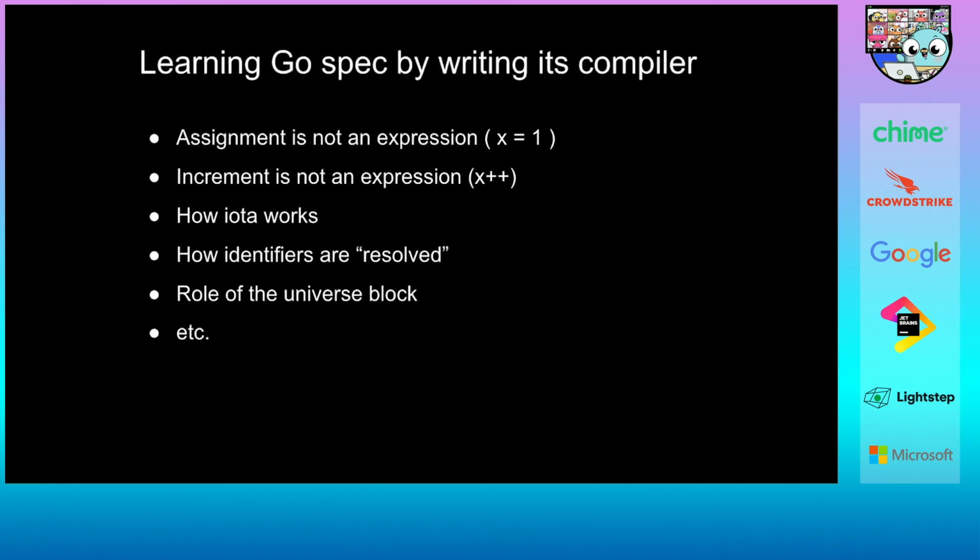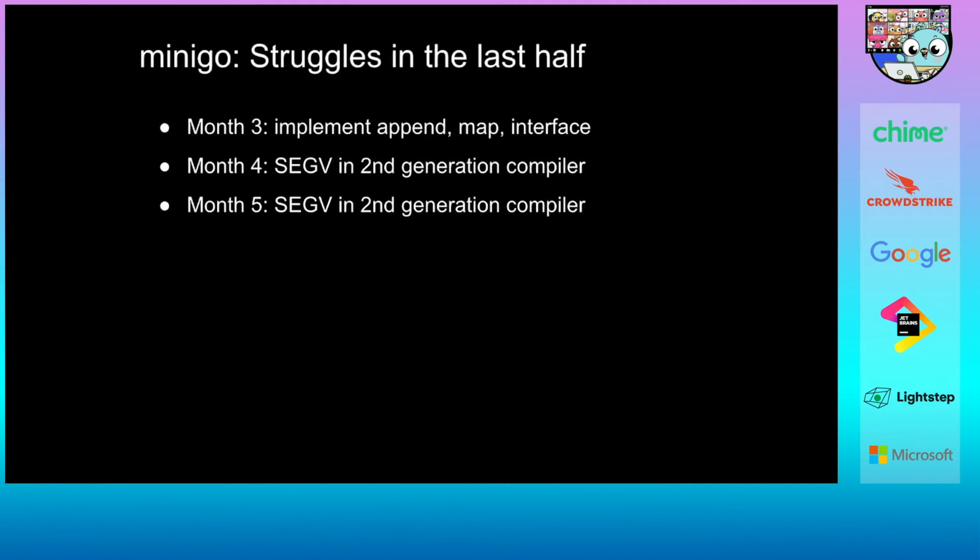I learned the spec of the language by writing the compiler, in particular about these things. I think writing a compiler is a very good way to learn a language. I struggled a lot in the last half. In the third month, I implemented slice, map, and interface. In the fourth month, I struggled with a lot of segmentation faults in the second generation compiler. In the fifth month, I still struggled with the same thing.